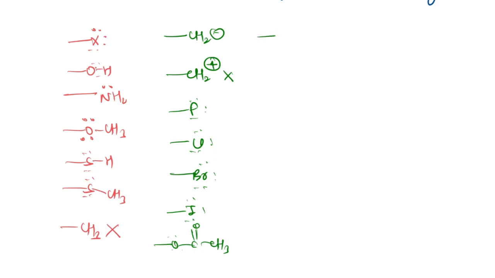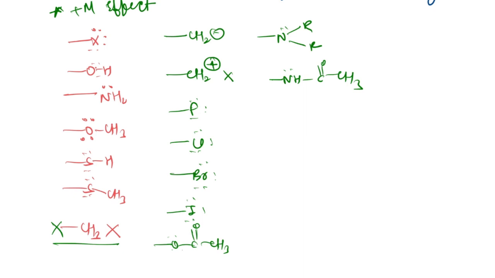And if I talk about the compound NRR, yes, it will show. When I talk about NH C double bond OCH3, yes. So these all will show plus M effect. Actually, CH2 plus will not show, that we have mentioned. But these all will show plus M effect because they have a tendency to donate the electron pair towards the benzene ring. So this type of group will show plus M effect.